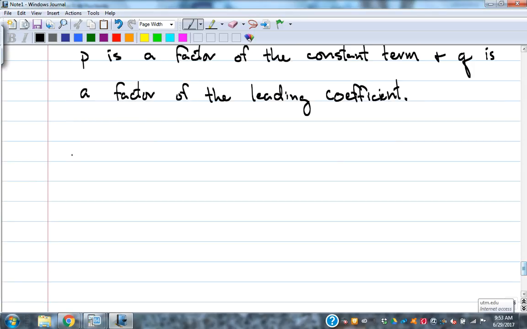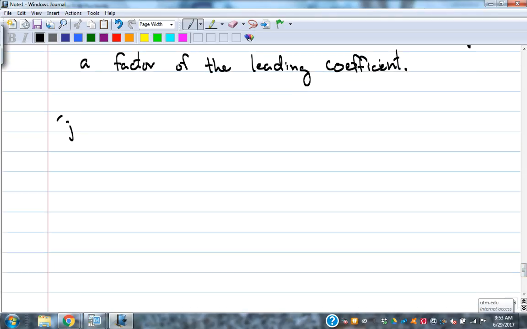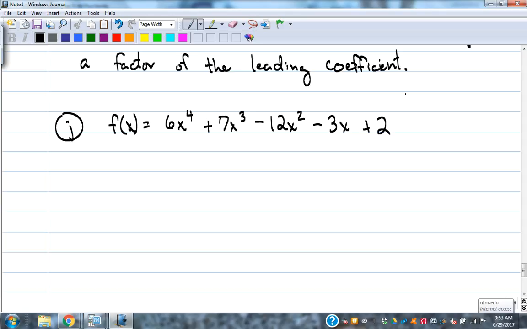Okay, so that's what we're going to build off of. So let's take an example. I think the best way to learn this is just do some examples. Okay, so here's our function. F of x is equal to 6x to the fourth plus 7x cubed minus 12x squared minus 3x plus 2. Really big polynomial. And we don't know much about it, but they want us to find all the zeros. That's what they want us to do for this problem. Find all the zeros.